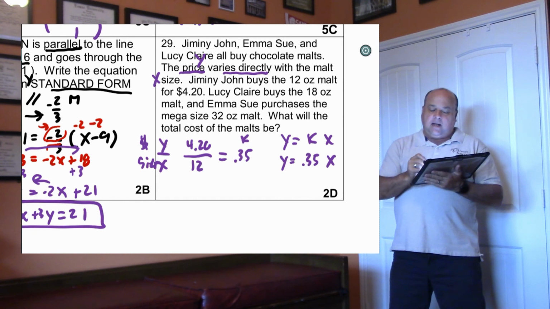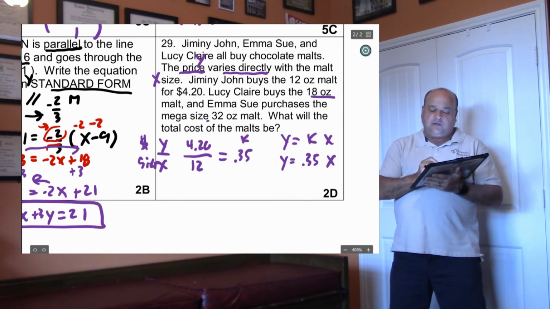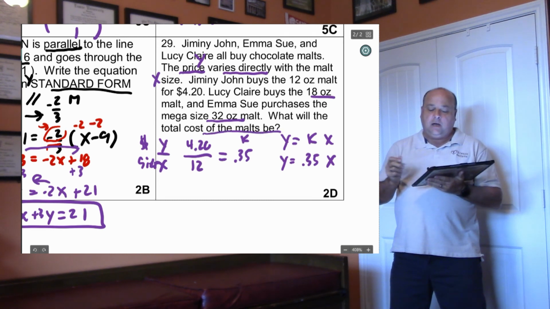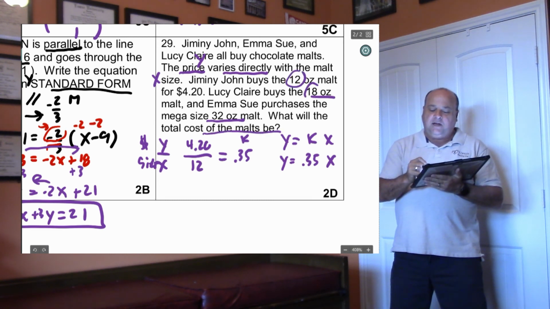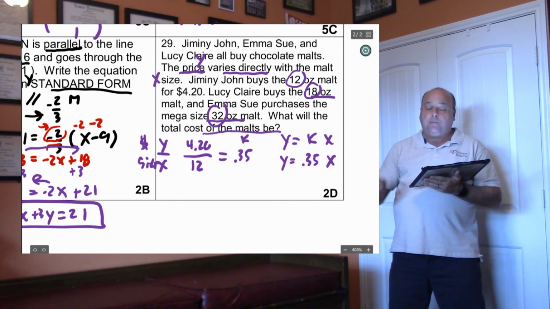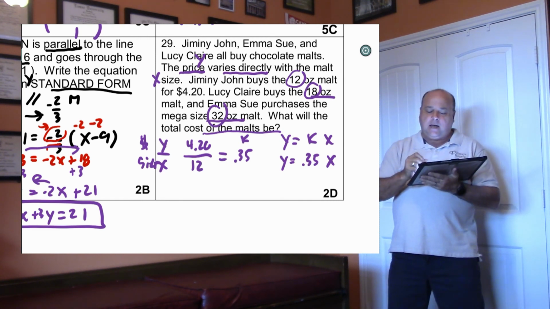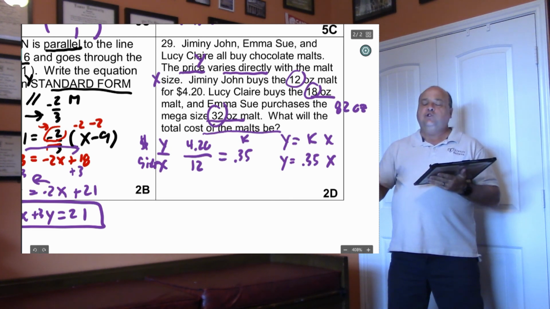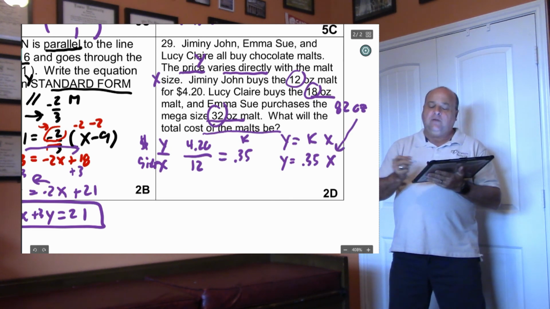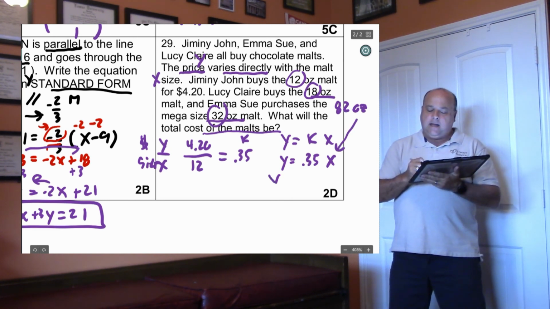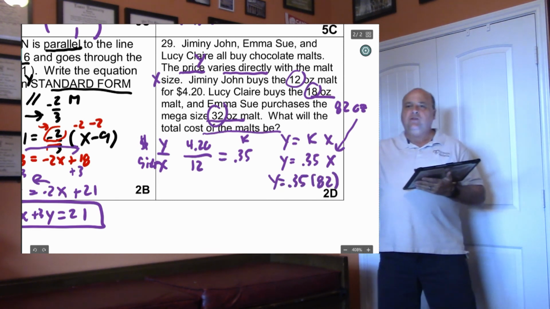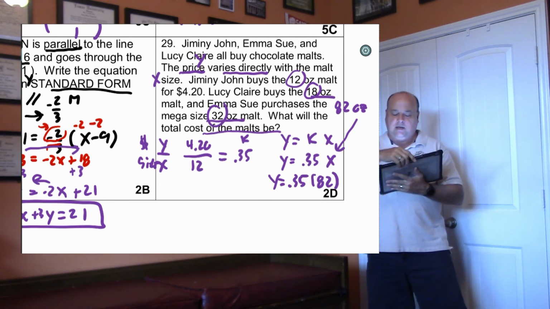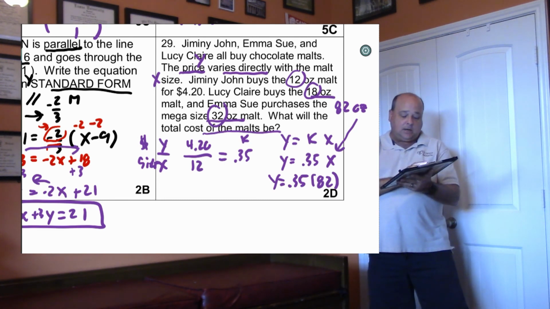Now then, Lucy Claire buys the 18-ounce malt and Emma Sue purchased a 32-ounce malt. What will the total cost of all the malts be? So I want to add up all these ounces. So if I add up all the ounces, I'm going to end up buying 82 ounces of malts, aren't I? So I'm going to replace that 82 in for x, aren't I? So y equals 0.35 times 82, and that will be the cost of all the malts put together. And I'm going to let you do that on your calculator.